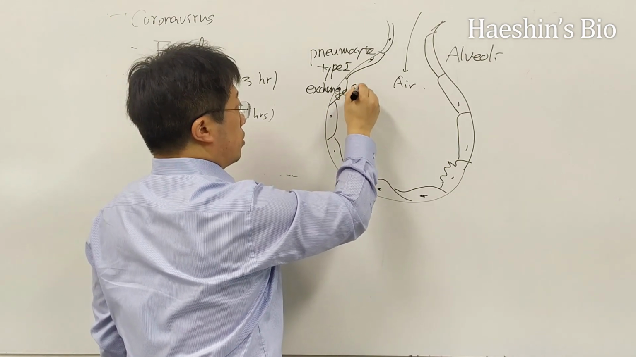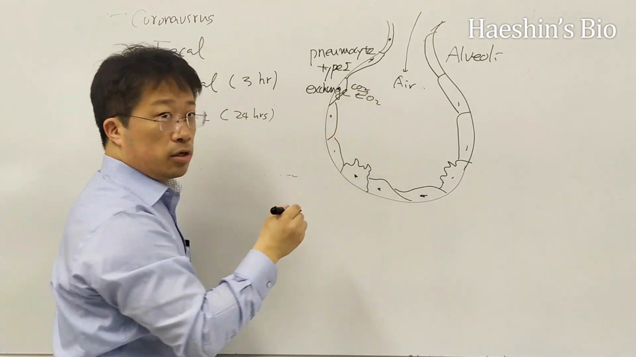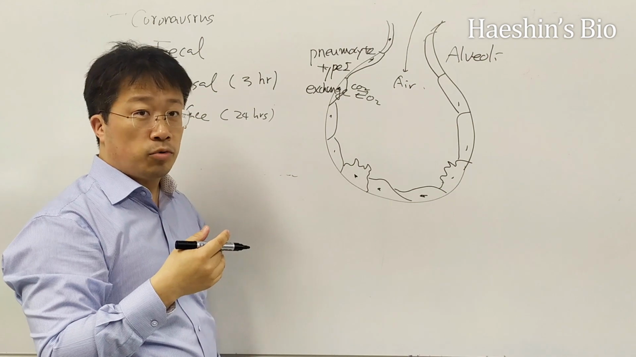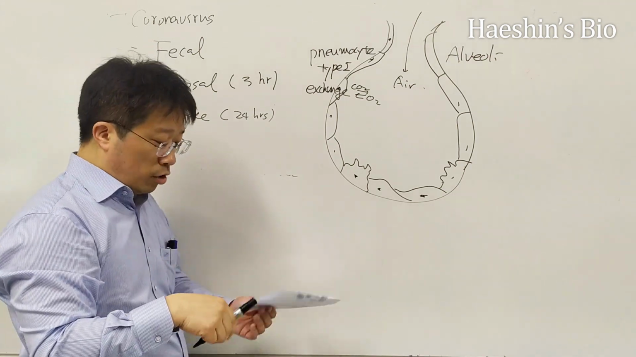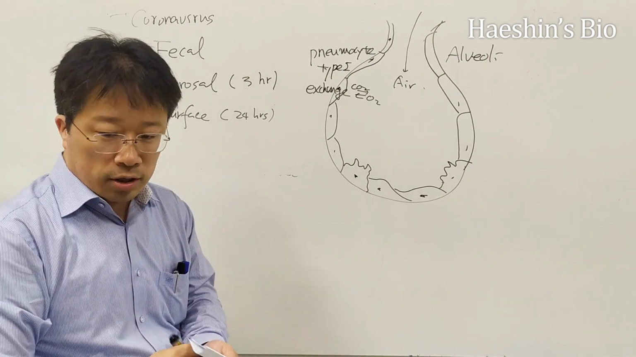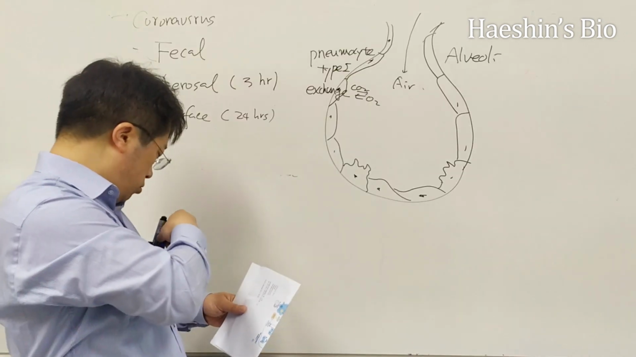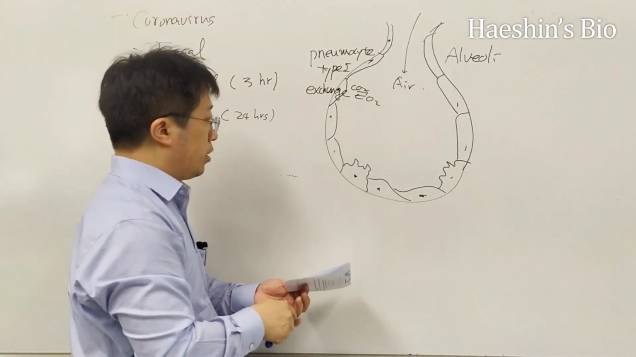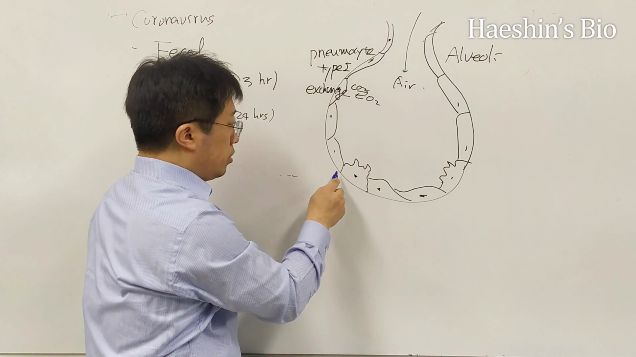Exchange of CO2 and oxygen. This is the main role of the pneumocyte type 1. But also you have a pneumocyte type 2. That's why I draw a little different way. You have a different shape of the cell.